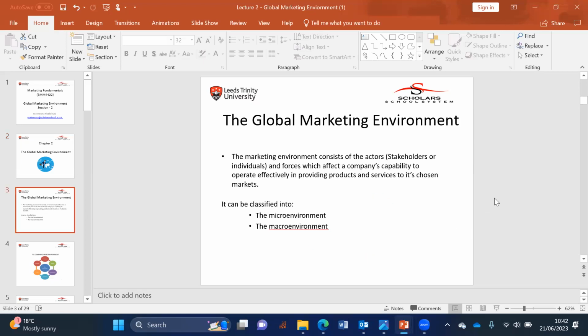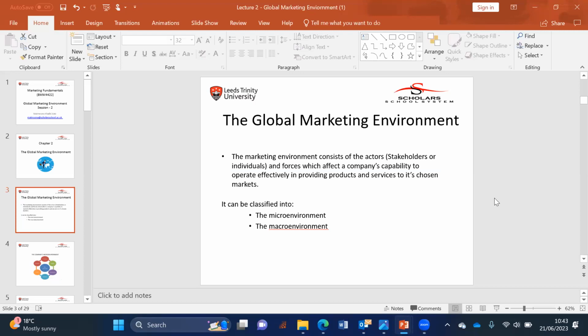The marketing environment consists of actors, so that's stakeholders or individuals. Stakeholders here is anyone that's impacted by the performance of your organization, and forces which affect a company's capability to operate effectively in providing products and services to its chosen market. So in simple words, anything in the environment of the business that affects the business and its ability to operate and generate profit, that is a part of its marketing environment.